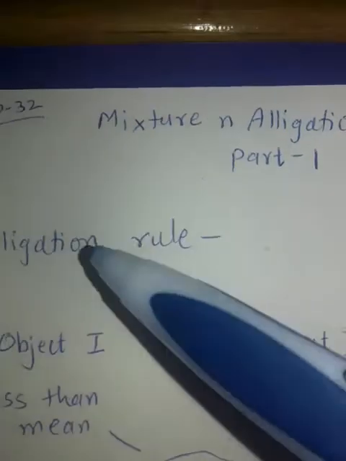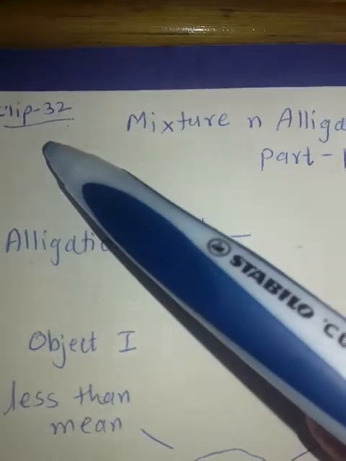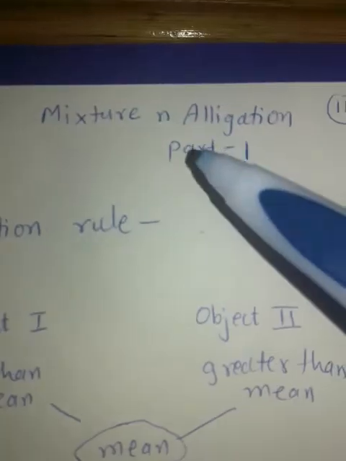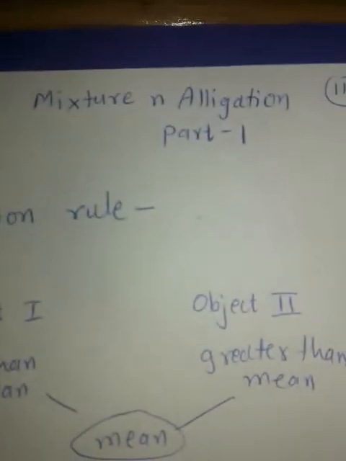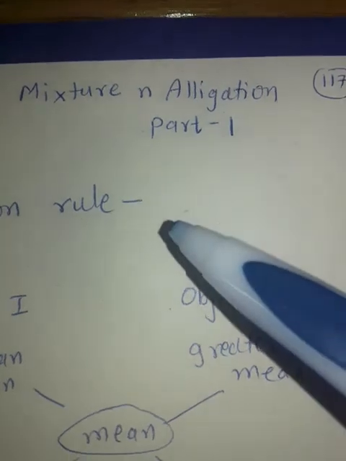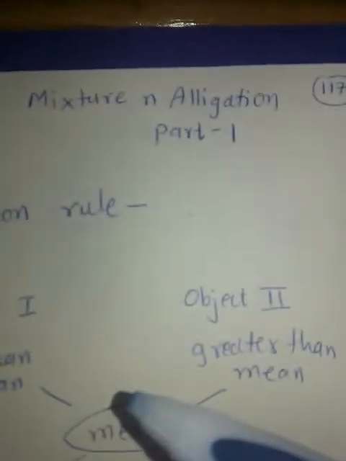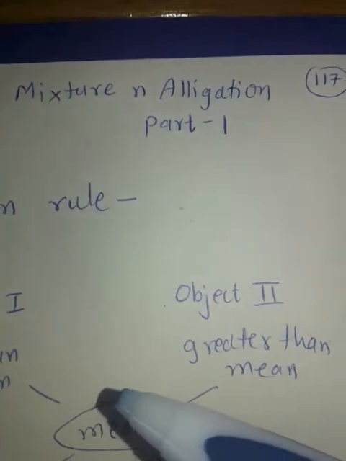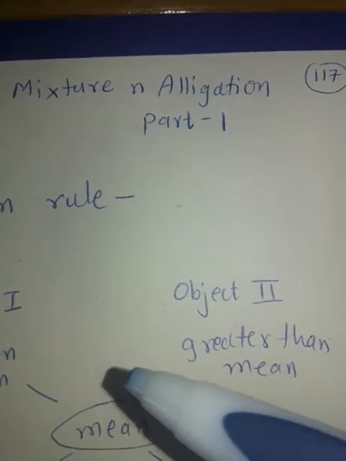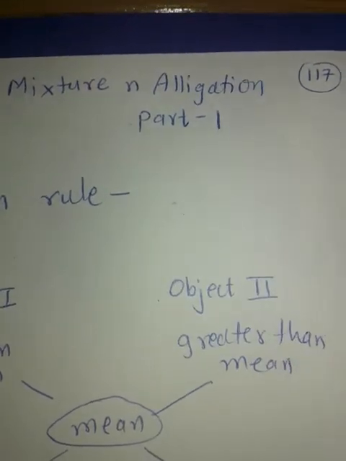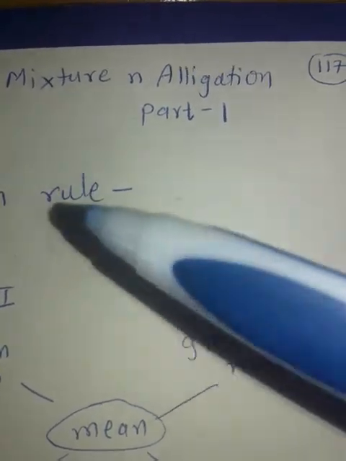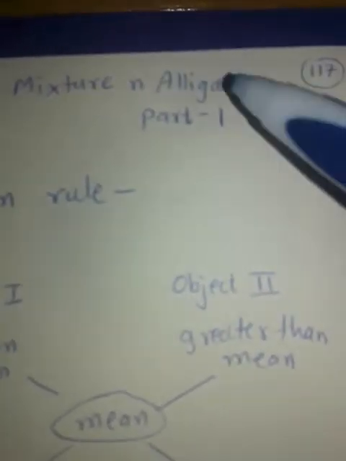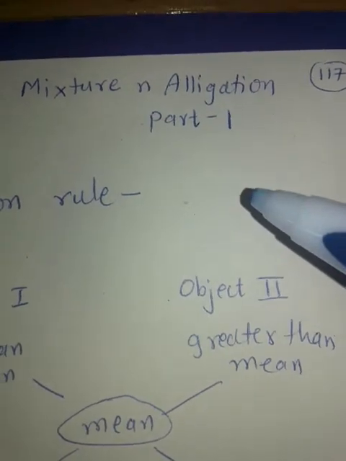Today's topic is Mixture and Alligation Part 1 and this is clip number 32. I had to divide this Mixture and Alligation chapter in 4 parts because the alligation rule can be used in many ways in many chapters like profit and loss, like problems on averages. It can be used in so many ways even for time and speed that to cover all those types I had to split this particular chapter in 4 parts.